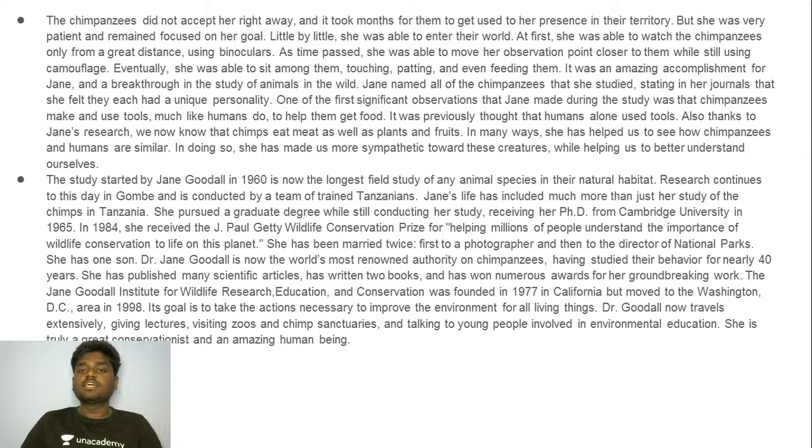As time passed, she was able to move her observation point closer to them while still using camouflage. Eventually, she was able to sit among them, touching, patting, and even feeling them. It was an amazing accomplishment for Jane and a breakthrough in her study of animals in the wild. Jane named all the chimpanzees in that study, stating in her journals that she felt they each had a unique personality.